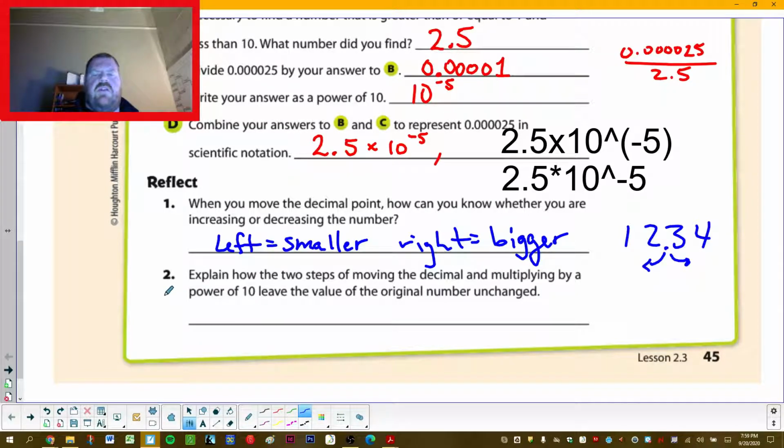And then the second one says, explain how the two steps in moving the decimal and multiplying by a power of 10 leave the value of the original number unchanged. A lot of words there, but really it's just saying that in our example, 0.000025 is the same number as 2.5 times 10 to the negative fifth. Those two things are the same thing. The 10 to the negative fifth just changes where the decimal point is. It just moves it. So it's not that we turned 0.000025 into 2.5. We didn't do that at all. We want that 2.5, but we also have to have that times 10 to the negative fifth in order for those numbers to be the same.